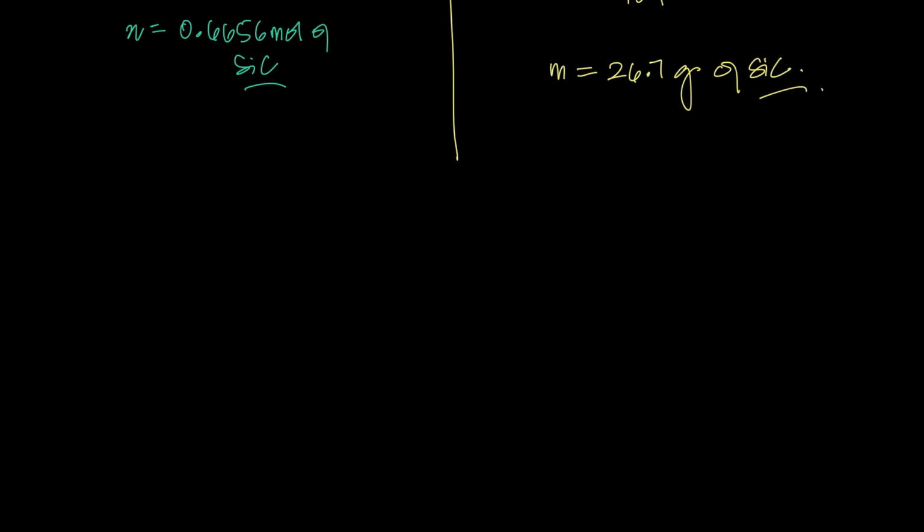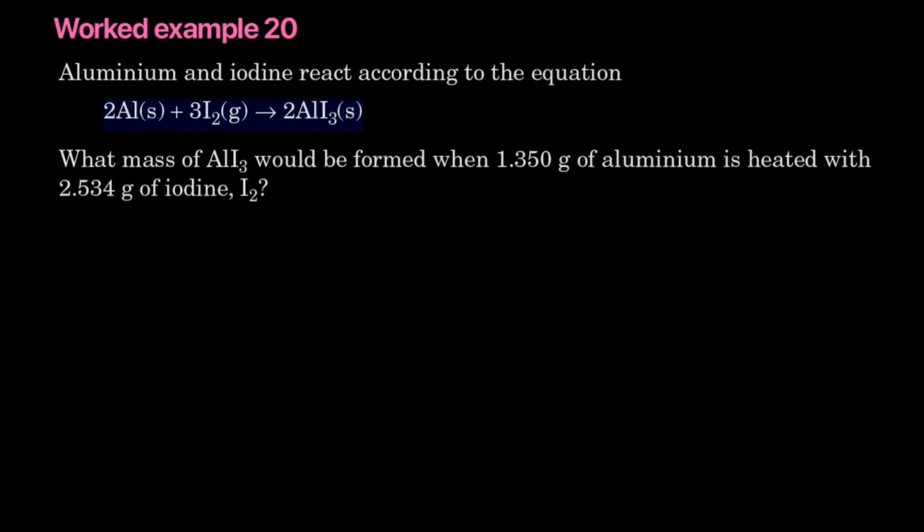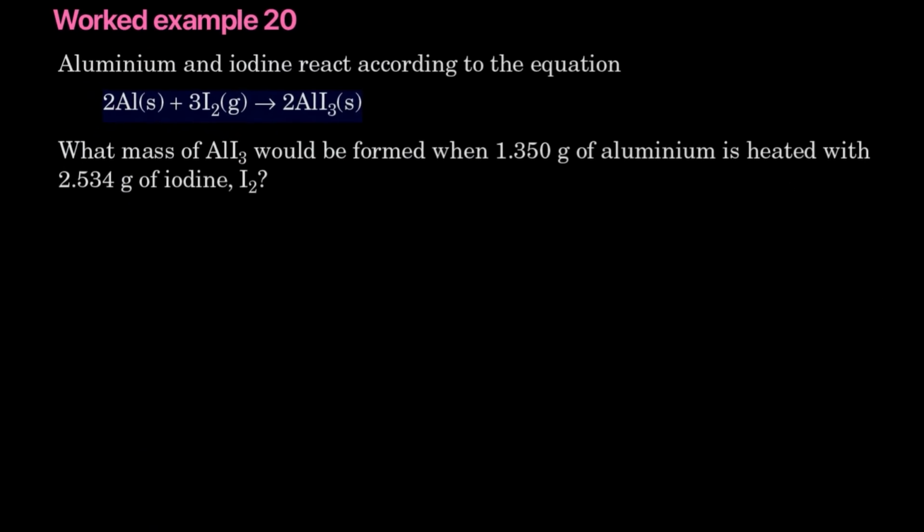Alright, so let's take a look at another question now. This is another worked example from your notes, and this is about what mass of AlI3. Aluminum and iodine react according to the following equation: 2Al plus 3I2 making 2AlI3. This is the reaction given to us, and they want to find the mass of AlI3. That's your unknown. You're given both the knowns, so aluminum becomes known number 1 and iodine becomes known number 2.